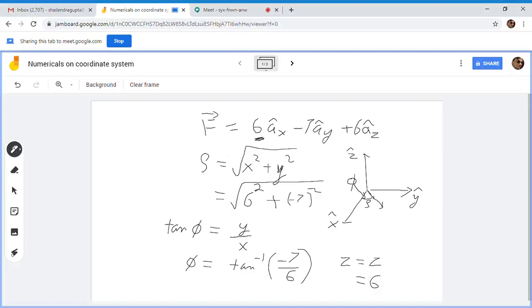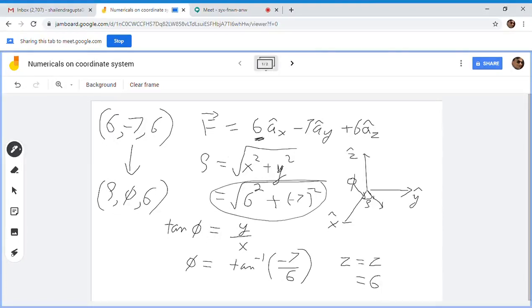So this was a simple thing. So if you write our xyz coordinate system as 6, -7, 6, then in cylindrical coordinate system the same vector could be written as this rho, this phi and 6. So rho and phi you can solve from these two expressions. This is rho and this is phi. So this was the simple thing you need to do.